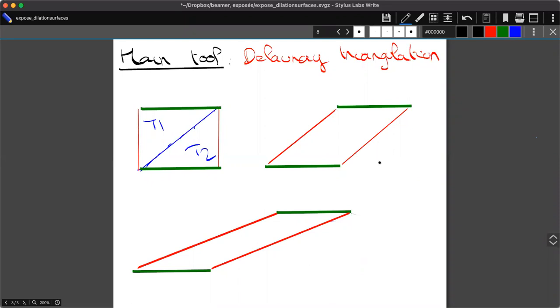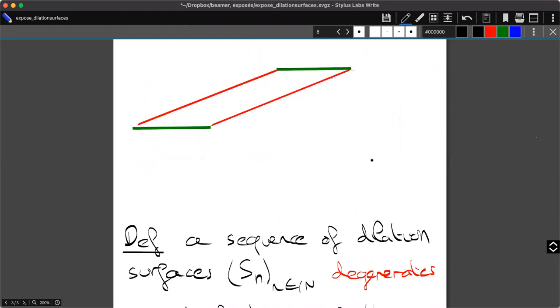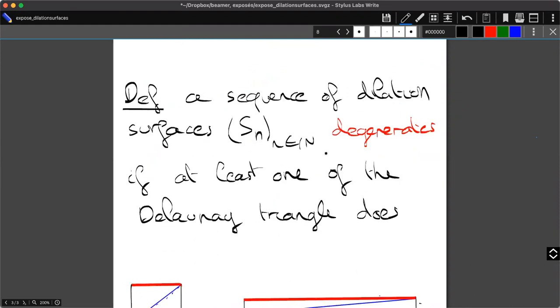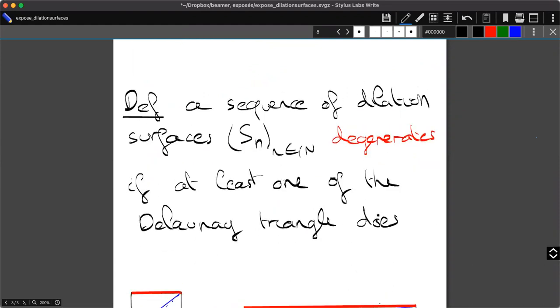of our dilation surfaces, we would like to define that a sequence of dilation surfaces degenerates if at least one of the Delaunay triangles, so you have a triangulation, you have all the triangles, and if one of them degenerates, then we say that the surface degenerates.